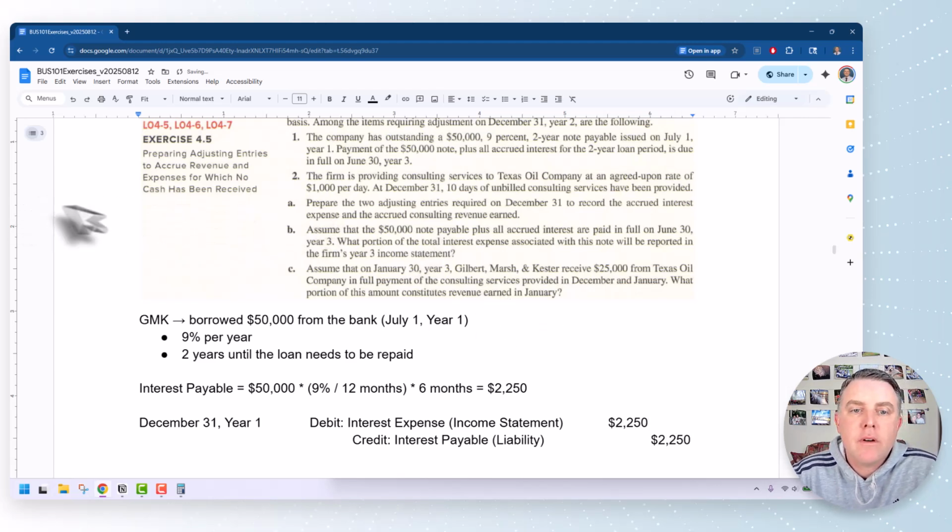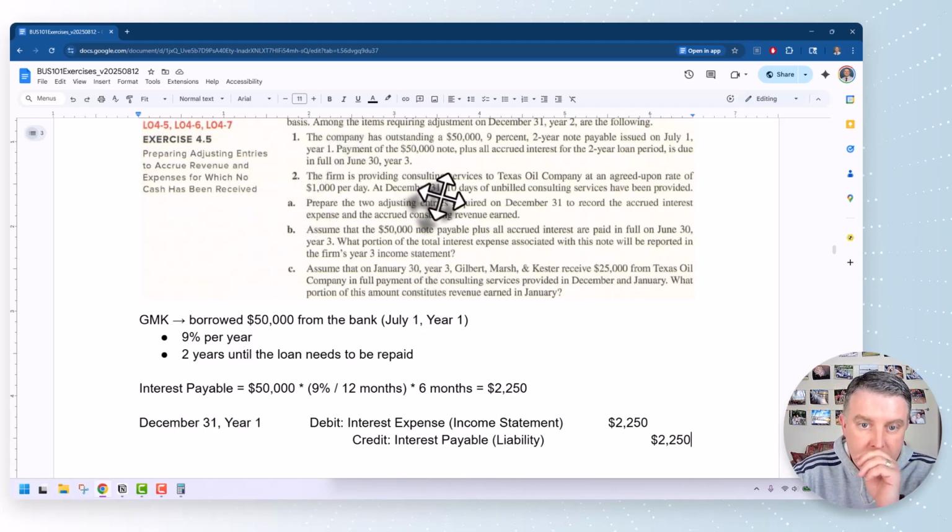$2,250. All right, so that's our adjusting entry for number one here. All right, prepare the two adjusting entries, it says. All right, let's look at number two. Let's do the second adjusting entry.